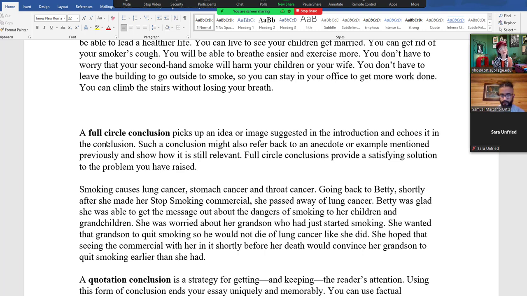My favorite conclusion paragraph is the full circle conclusion. A full circle conclusion picks up an idea or image suggested in the introduction and echoes it in the conclusion. Such a conclusion might also refer back to an anecdote or example mentioned previously and show how it is still relevant. Full circle conclusions provide a satisfying solution to the problem you have raised.